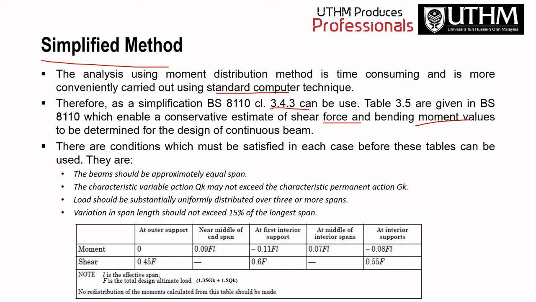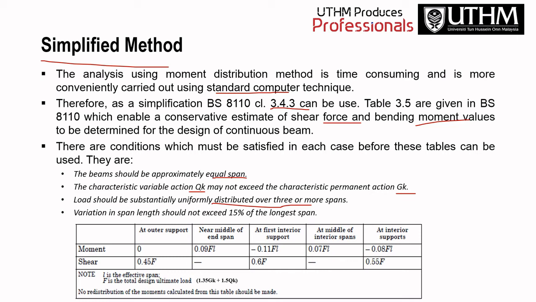Okay, so the beam should have approximately equal spans. Okay, it cannot have one very long span and another very short span. Okay, and the characteristic variable action Qk may not exceed the characteristic permanent action Gk. It means the permanent action must be greater than Qk, else you cannot use this simplified method. And the load should be substantially uniformly distributed over 3 or more spans. And the variation in span length should not exceed 15% of the longest length. Your span length must be within the 15% difference.